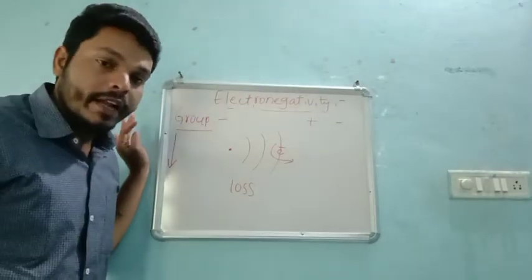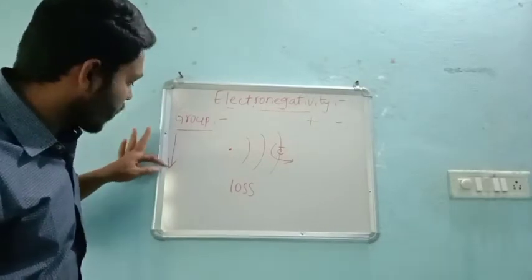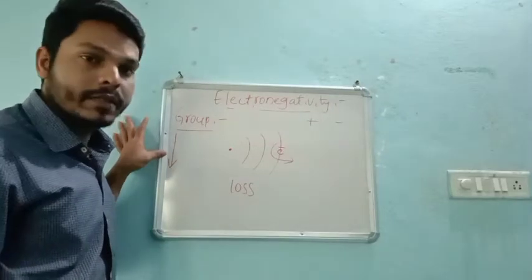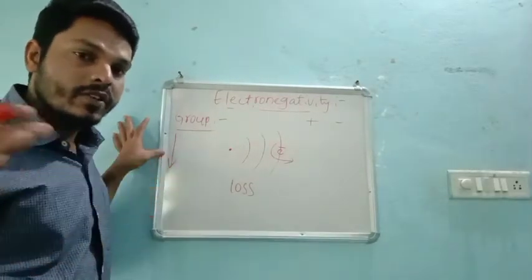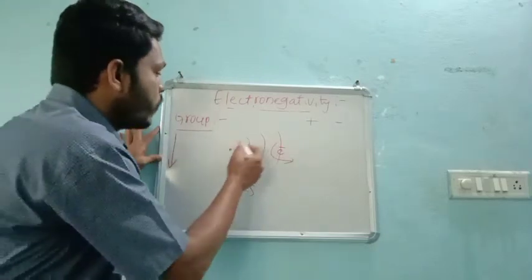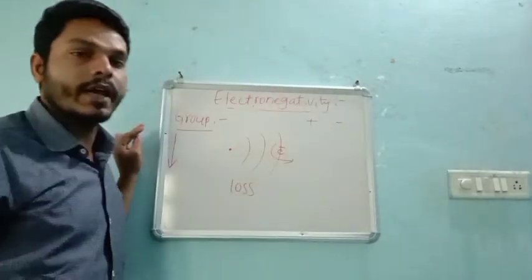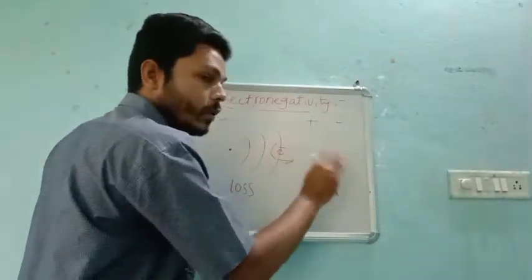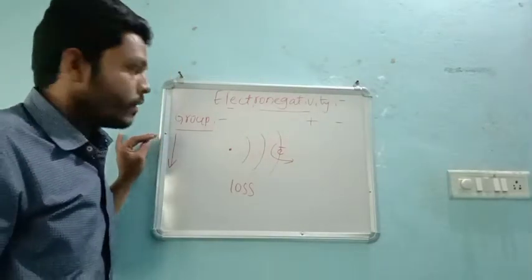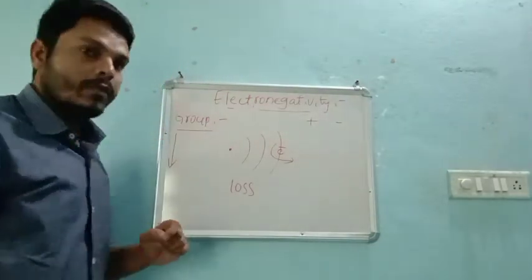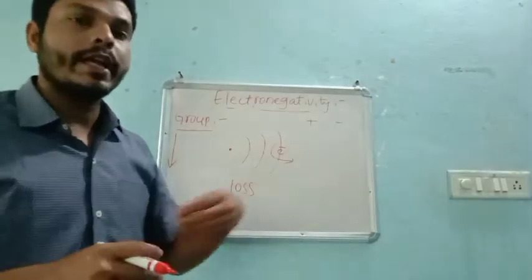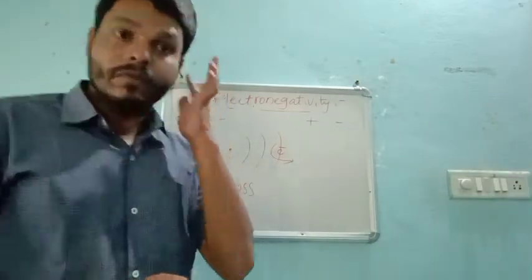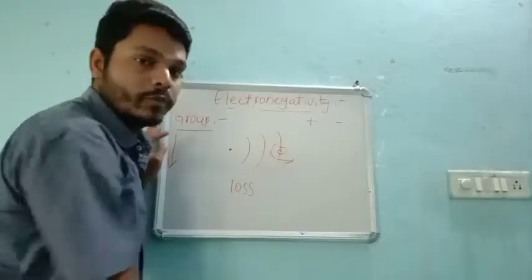So if atomic radius increases by moving from top to bottom in the group, then definitely what happens is, as the size increases, the electron will move farther and farther from the nucleus. If the electron moves away from the nucleus, then it will be very easy to remove it, right? That means in group, we can very easily remove the electrons. Why? Because the atomic radius is increasing, right? So atomic radius increases means we can easily remove the electrons.